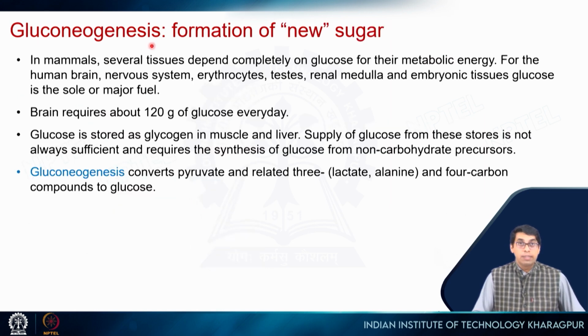So what is gluconeogenesis? It is the formation of new sugar. Okay. So in mammals, there are several tissues which depend completely on glucose for their metabolic energy. For example, our brain, nervous system, erythrocytes, red blood cells, testes, renal medulla, and embryonic tissues are all dependent on glucose as the sole or major fuel. In fact, our brain uses almost 120 grams of glucose every day.